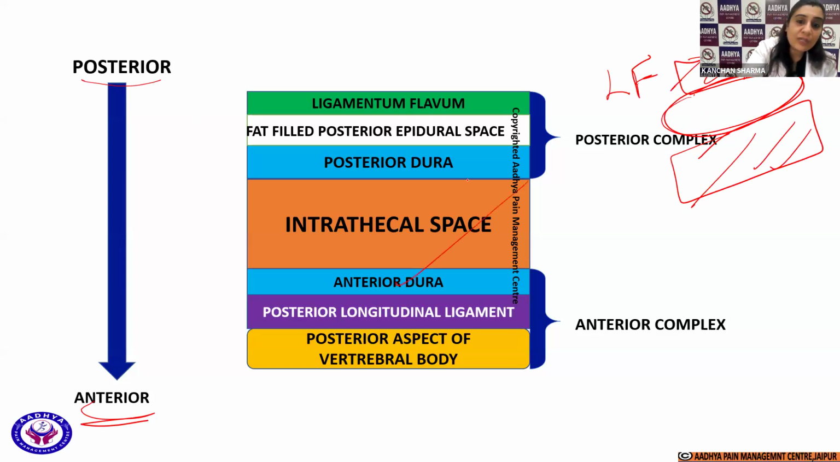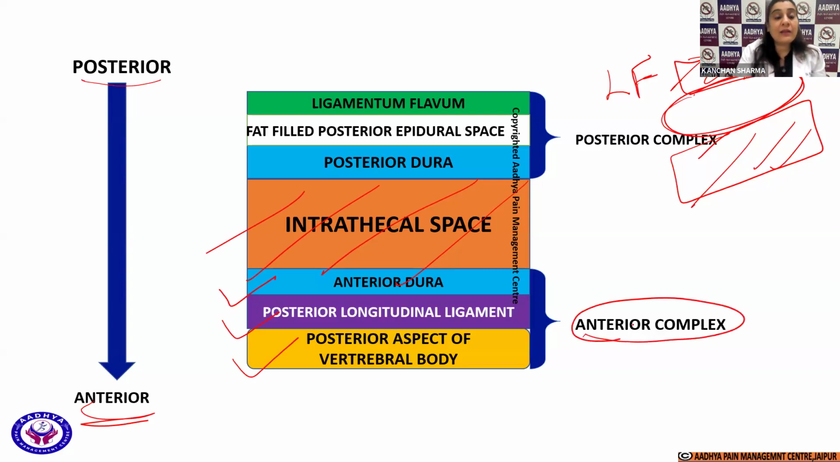Then you will have your intrathecal space, and you will never be able to see the anterior dura, posterior longitudinal ligament and the posterior aspect of the vertebral body as separate structures. You will be seeing just a hyperechoic line, and this line we will call the anterior complex. So we have a posterior complex and an anterior complex. The posterior complex, in a very lean and thin individual, you will be able to see very nicely. What do we have in the posterior complex? We have ligamentum flavum, epidural space, and then the posterior dura.